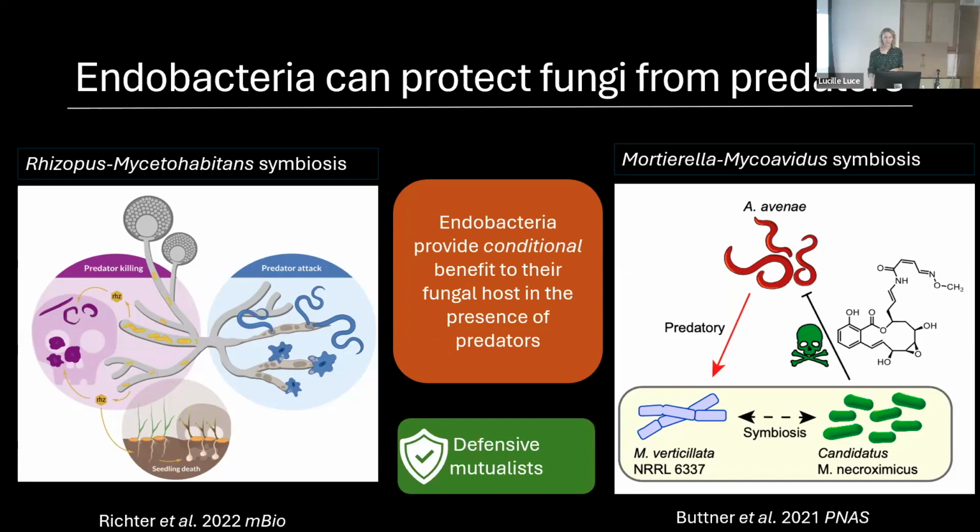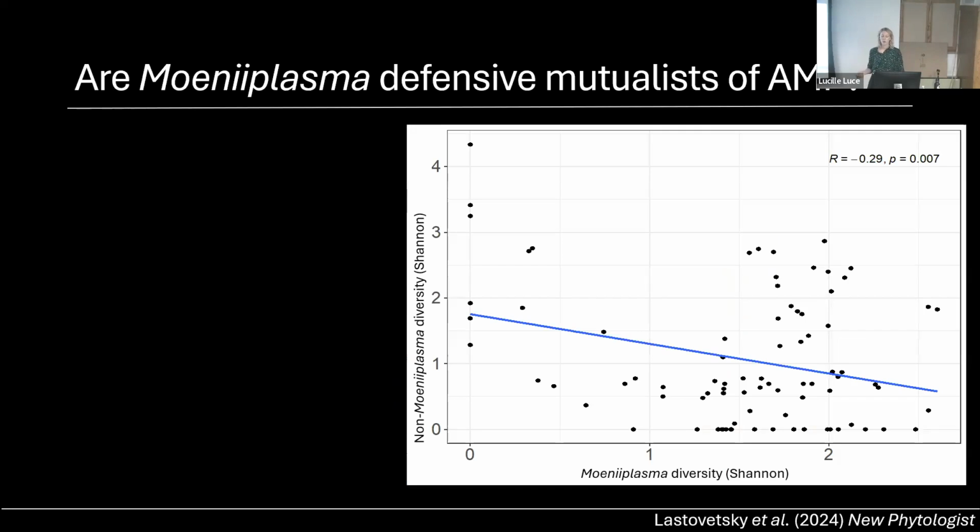So in this case, the endobacteria are acting as defensive mutualists of their fungal host. So analogously, we're proposing that Moenoplasma endobacteria might act as defensive mutualists of AMF. And this hypothesis came about through our observation that spores of AMF that harbored higher diversity of Moenoplasma harbored less diverse communities of all of these other potentially hitchhiker endobacteria.